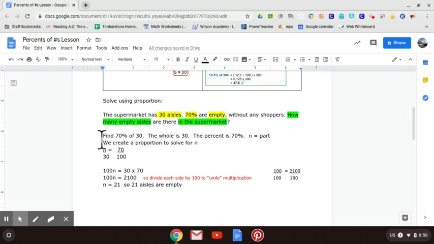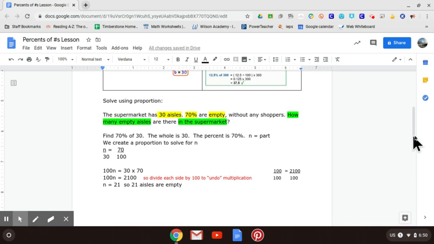I'm going to have some number, my part, over my whole. My whole is the 30. And then I'm going to have my 70% over 100, because my part is the 70% and my whole is 100%. On this one, this is something new we didn't do: we cross multiply. Some other people might call this a butterfly method, because I'm going across this way.